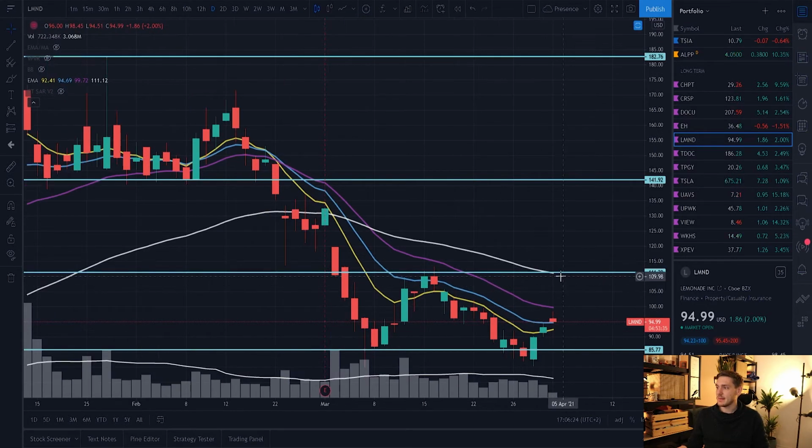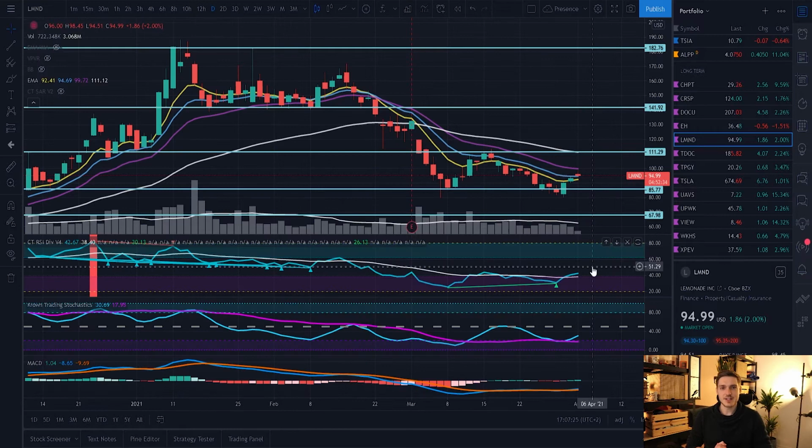I think that the 55 exponential moving average could instead act as a nice little resistance line, which also is going to be around that $111, $110 per share, which is of course going to be not only resistance because of that resistance level we have just been taking a look at in the support and resistance part, but also because of this white line, the 55 exponential moving average.